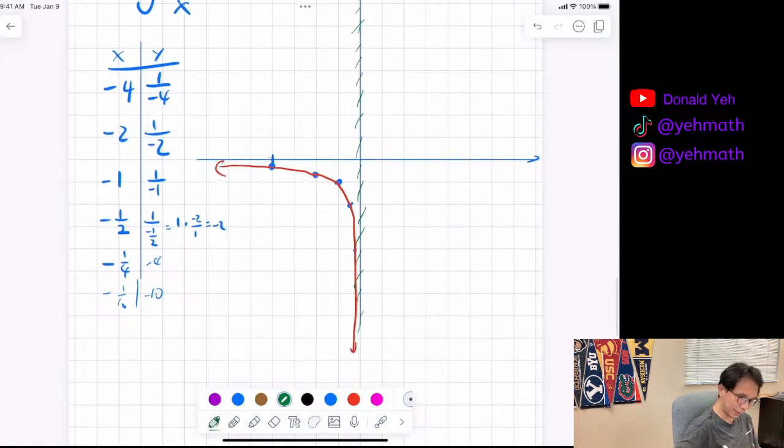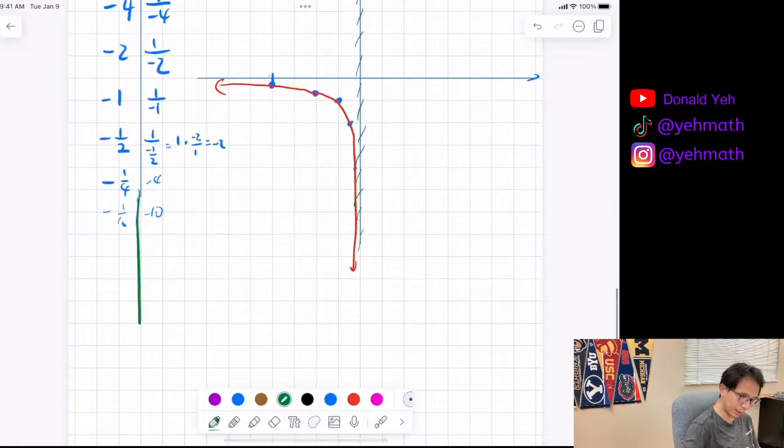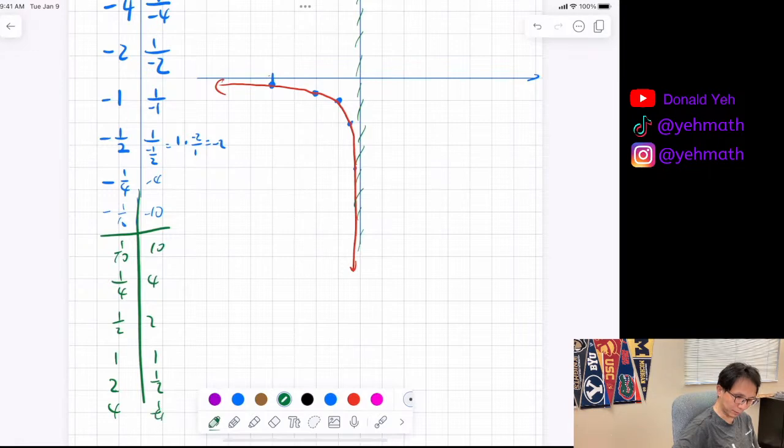I'm not too lazy to plug in the values, but I can. 1 over 10 is going to give you 10. 1 over 4 is going to give me 4. 1 over 2 is going to be 2. 1 is going to be 1. 2 is going to give me 1/2. 4 is going to be 1/4.